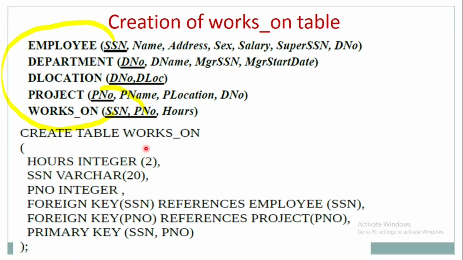As you can see, create table works on: hours integer, SSN variable character, project number integer. Here SSN is a foreign key that refers to the employee table, so this SSN is a parent key, and we have a project number that references P number of the project table, and the combination of both is the primary key. That's it about creation of tables. Now let us look into how we insert data into the database.